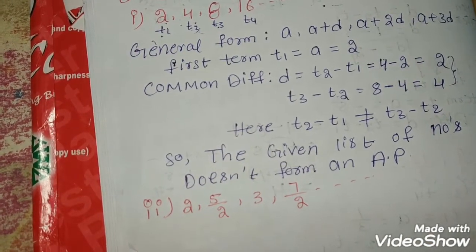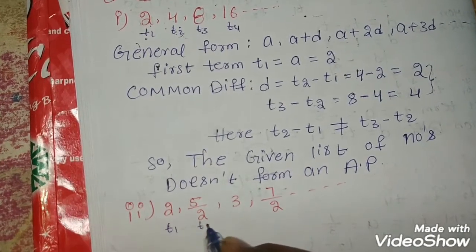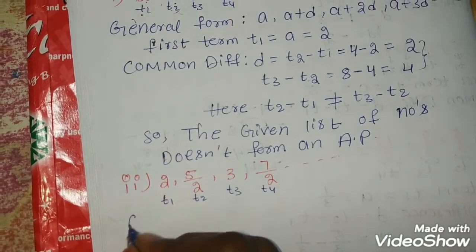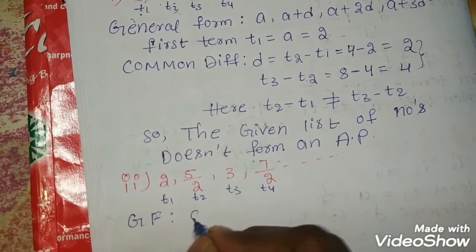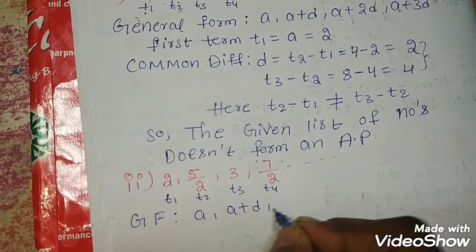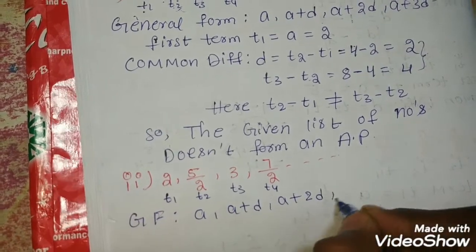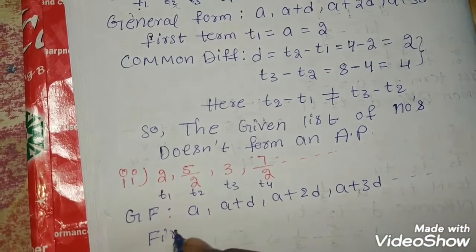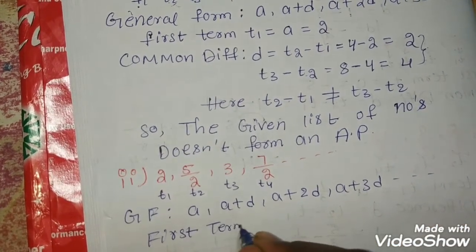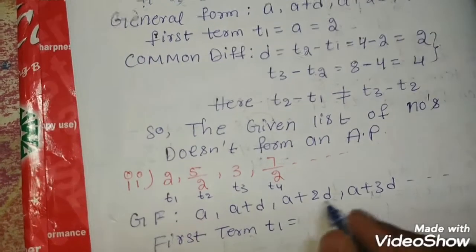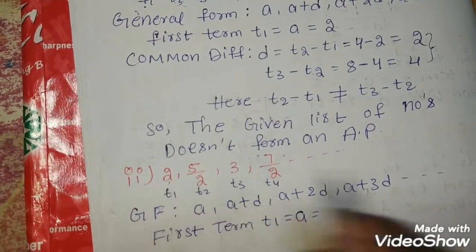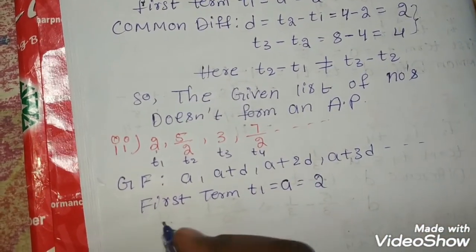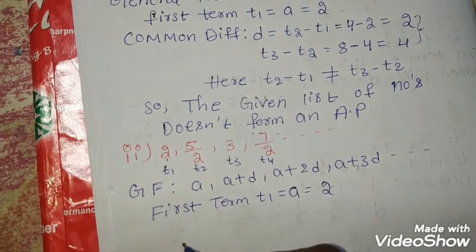The next question. See here. Term 1, term 2, term 3 and term 4. You have to write the general form in each and every question: A plus D, A plus 2D, A plus 3D and so on. What is the first term here? First term, that is T1 is equal to A, which is 2. Understand? We need to check whether it is an arithmetic progression or not.